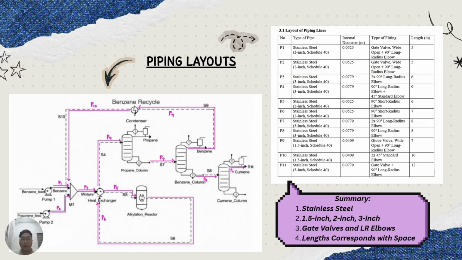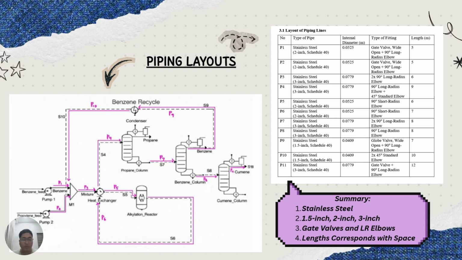Moving on to our piping layouts, we have designed 11 primary pipelines labeled P1 through P11. All pipes are constructed from stainless steel 316 for its high strength and superior corrosion resistance, and we also utilize three different nominal diameters: 1.5 inch, 2 inch, and 3 inch Schedule 40 pipes, chosen based on the volumetric flow rates of each stream.